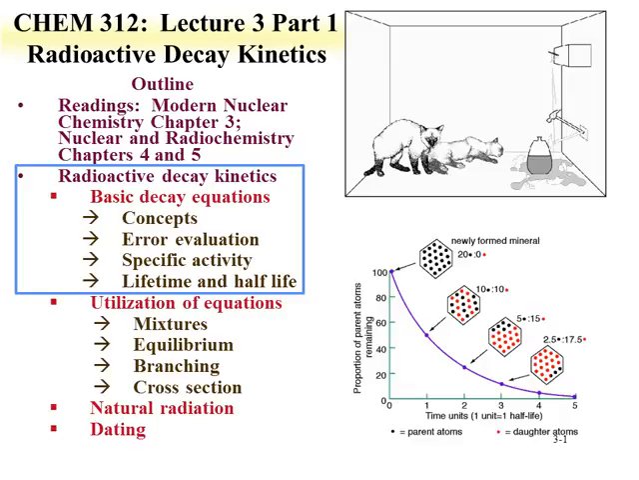In the second part, we'll utilize these equations. We'll also include cross-sections, which are useful in determining reactions, and we'll talk about reactor systems. How do we make radioactive isotopes? We'll discuss natural radiation. And then the second lecture will end with a discussion of radioactive dating.